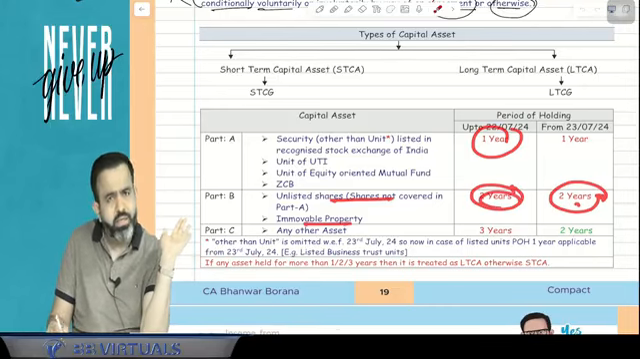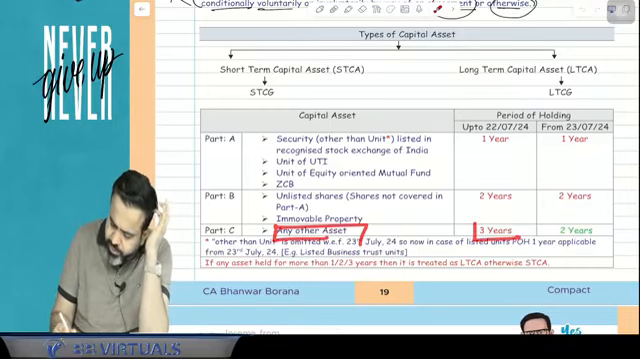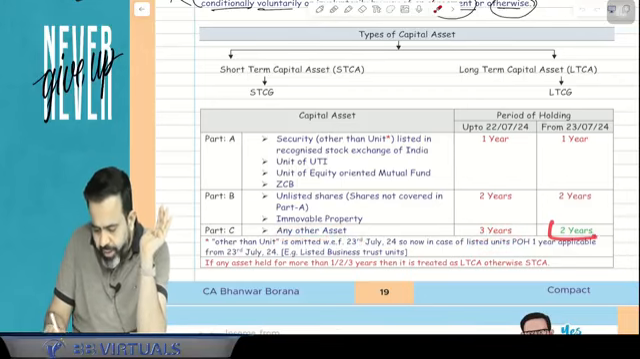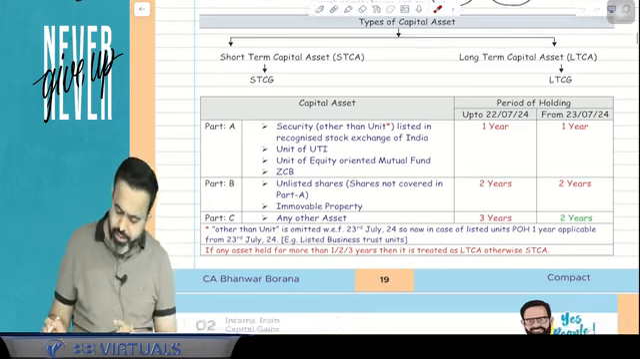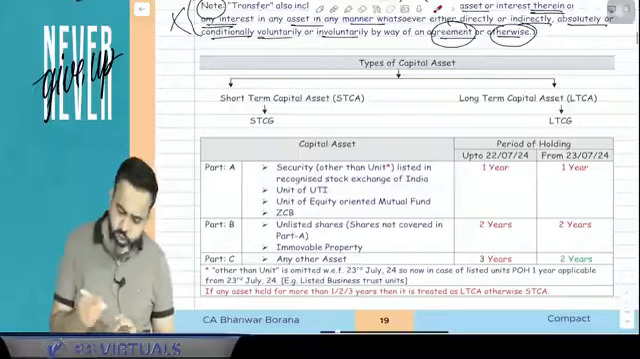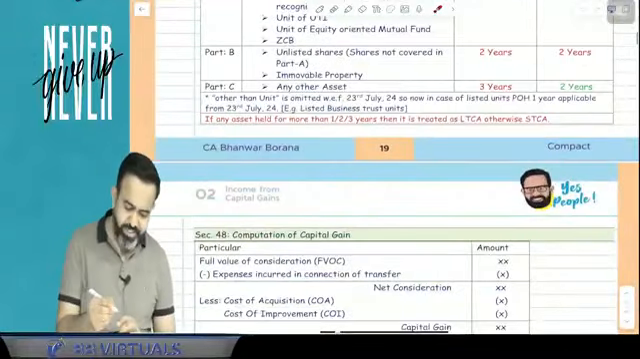Immovable property 2 years. After amendment also 2 year. But any other asset, guys, earlier that period of holding was 3 years, but now it is 2 years. So now period of holding is 2 years. Now guys, we will take one example and you will tell me, okay, sir, here period of holding is applicable 1 year, 2 year or 3 years.